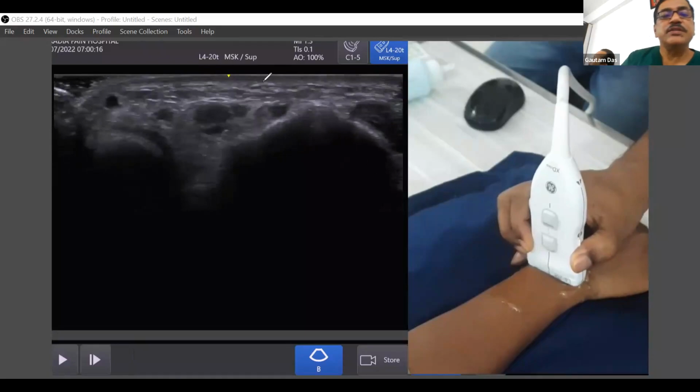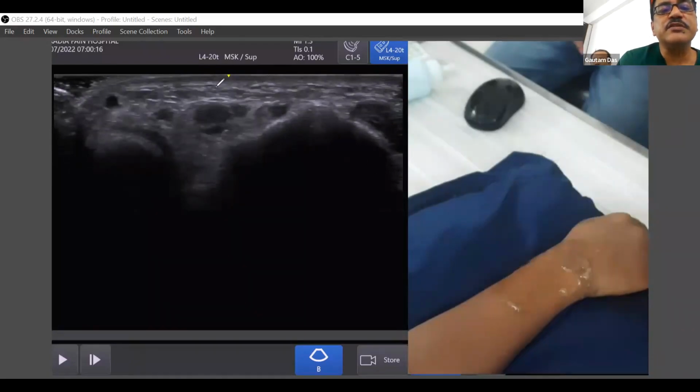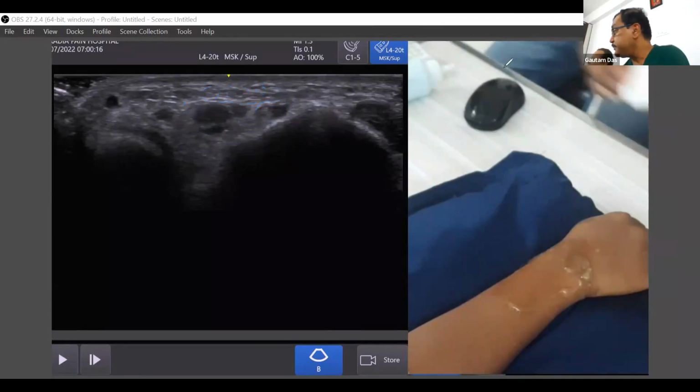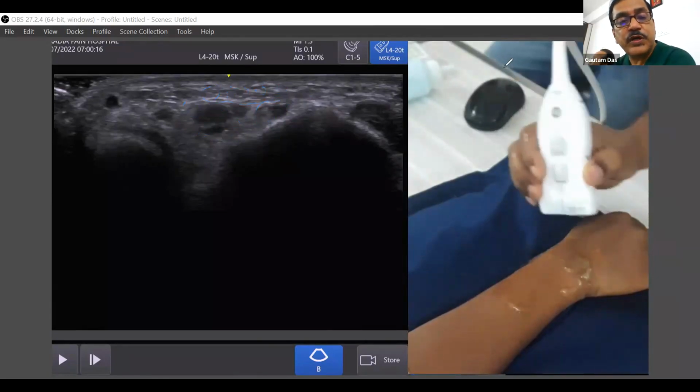So these are the superficial extensor digitorum muscles. This is your extensor pollicis longus, and this is your extensor indicis. So they are the deeper muscles, but gradually going below this and going laterally. So this is also a potential area where they are crossing, one muscle, one compartment with another compartment. So just follow it again.